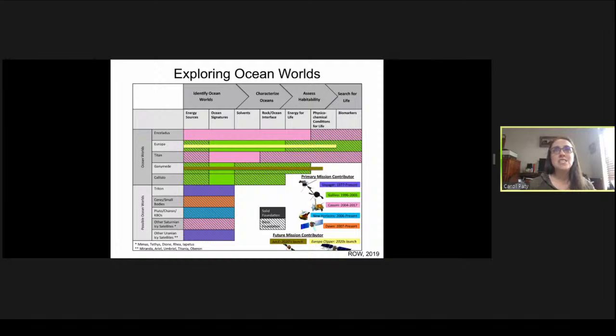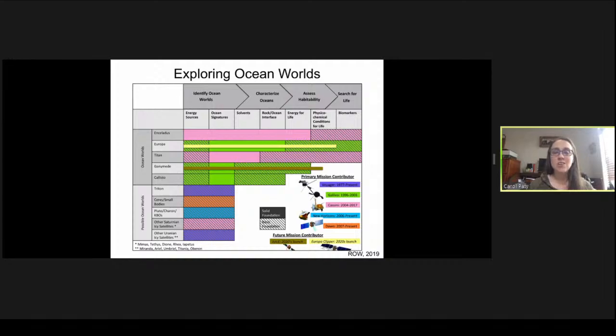And it also breaks things down in terms of how we actually define how we explore ocean worlds. So one is that we identify it's an ocean world, right? So we have an energy source. We understand that there's a thermal source that's enabling a sustained ocean. We see an ocean signature, and I'll talk about how we do that. And then we characterize them.